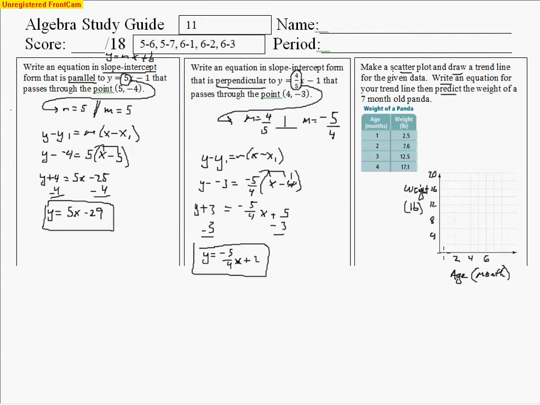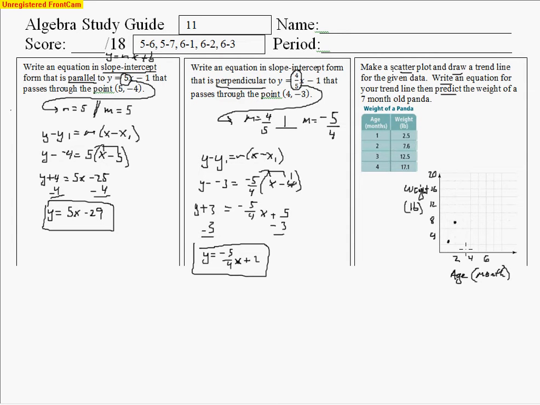Real important to be pretty careful as you plot these. So 1 month over, 2.5 up. So there's 2. 3 would be in the middle, so 2.5 is going to be a little less than halfway up. And then 2 months, 7.6. So 7, well, this is 6 right here. 7 is right in the middle, so 7.6 is going to be a little bit further up, closer to the 8.